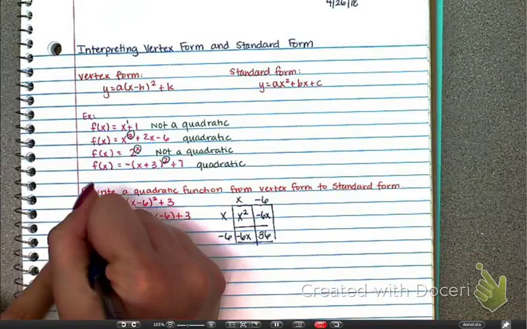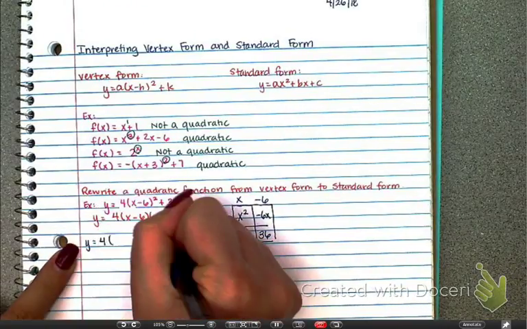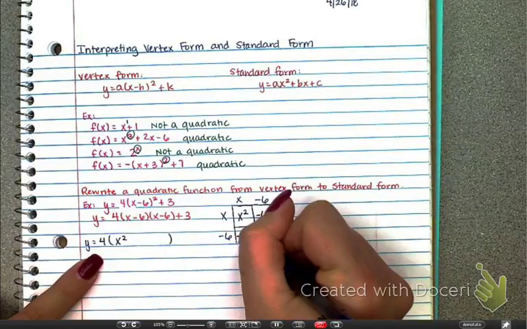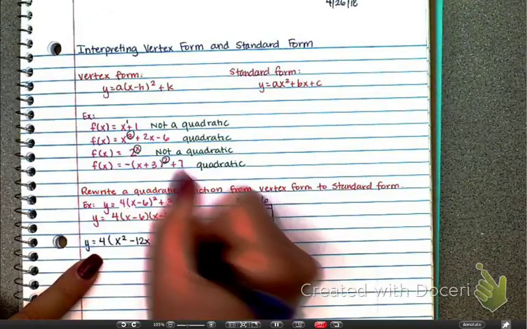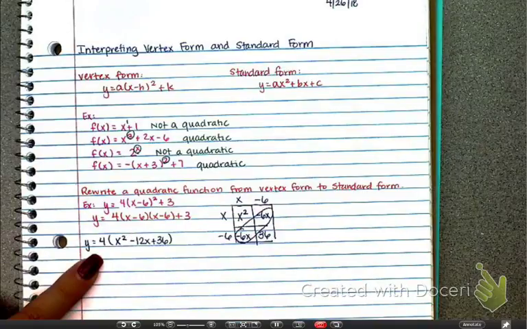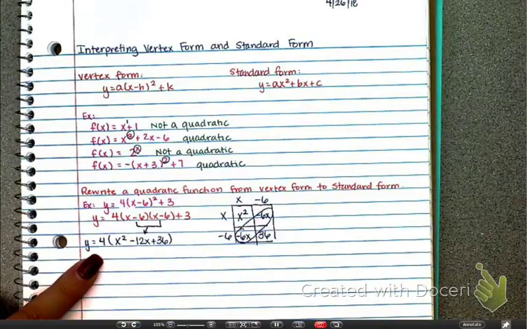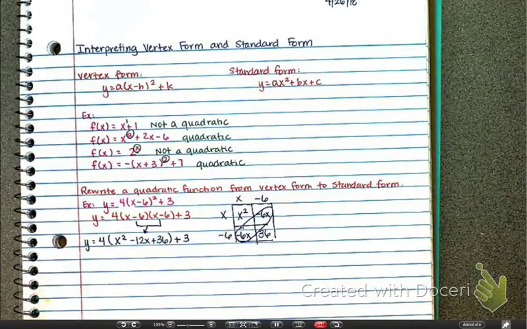Okay. I still have this 4 on the outside. And I'm going to combine like terms. So I have x squared minus 12x plus 36. So this piece here turned into what's inside the parentheses. I have to leave it inside the parentheses for what reason? You still have that 4 on the outside that you have to distribute through. Okay, so let's distribute that 4.